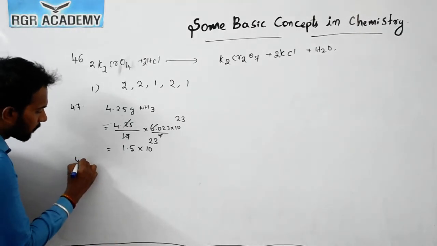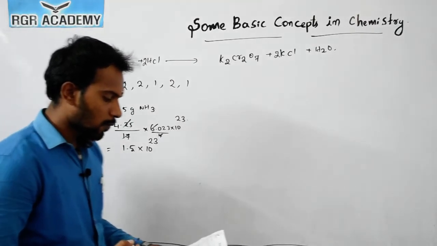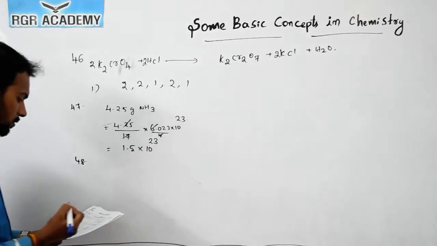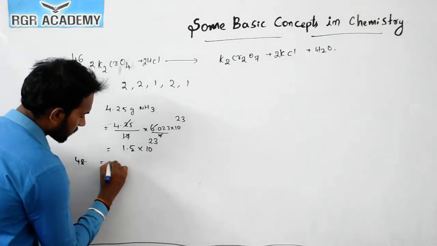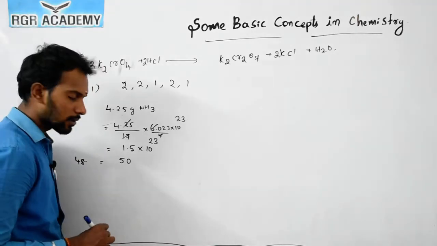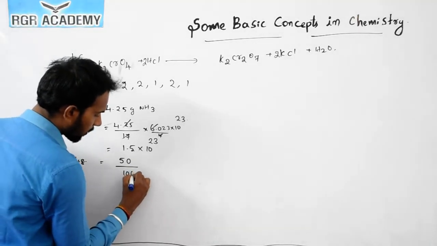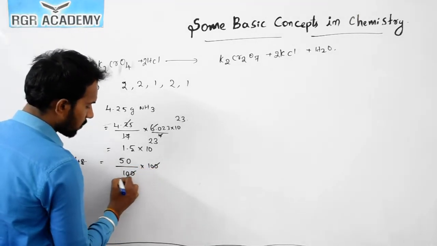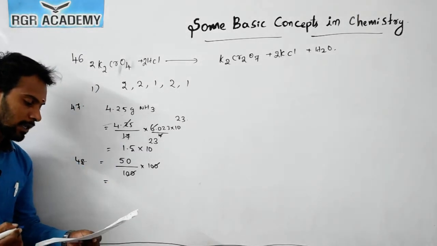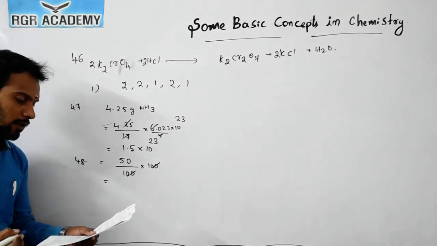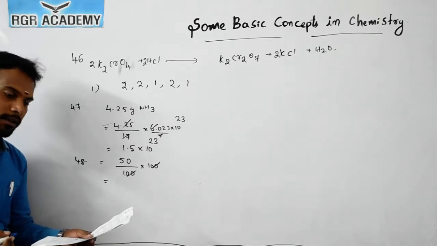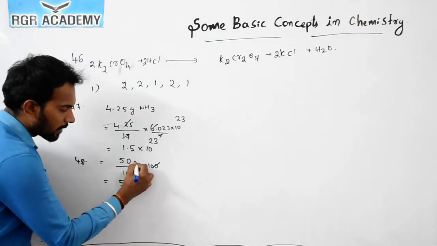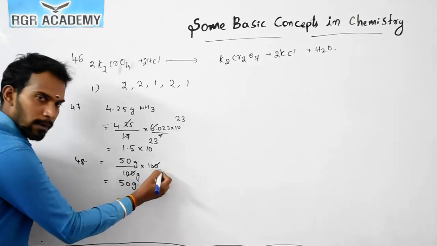Okay. Now the question number 48. So what should be the weight of 50% HCl which reacts with 100 gram of limestone? So the HCl 50% means 50 by 100, 50%, right? 100 gram of calcium carbonate. So how much pure HCl will you get? So 50% HCl reacts with 100 gram of calcium carbonate, which is 50 gram.